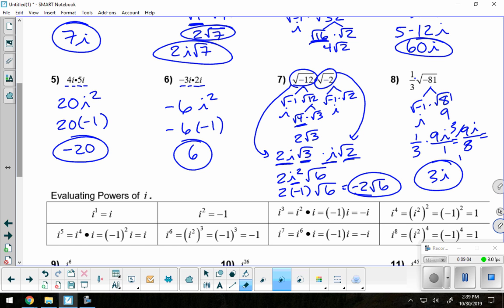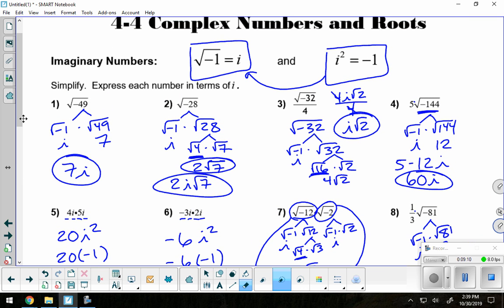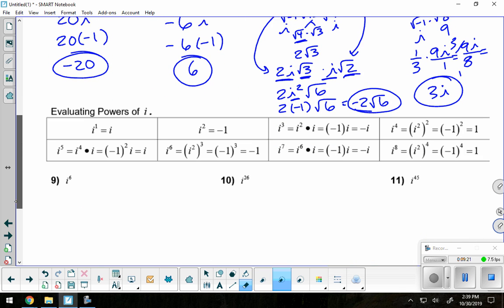Alright, so we're seeing how i kind of works out. Again, just knowing these two facts, I was able to work through all 8 of those problems with no problem whatsoever. So just knowing that i is the square root of negative 1 and i squared is negative 1. Doing the same thing using those two facts for down below here.